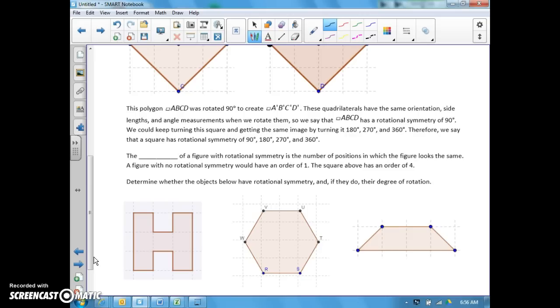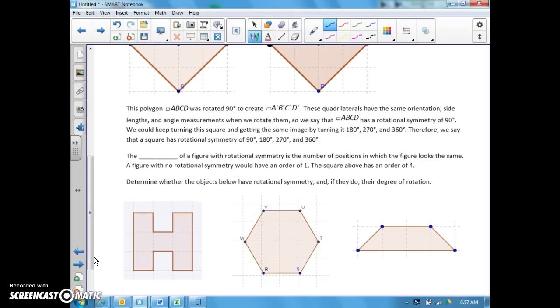These quadrilaterals have the same rotational symmetry, side lengths, angle measurements when we rotate them. So we say that it has a rotational symmetry of 90 degrees, and we could keep turning the square to get the same image by turning it 180 degrees, 270 degrees, and 360 degrees. Therefore, we say this square has rotational symmetry of 90, 180, 270, and 360.